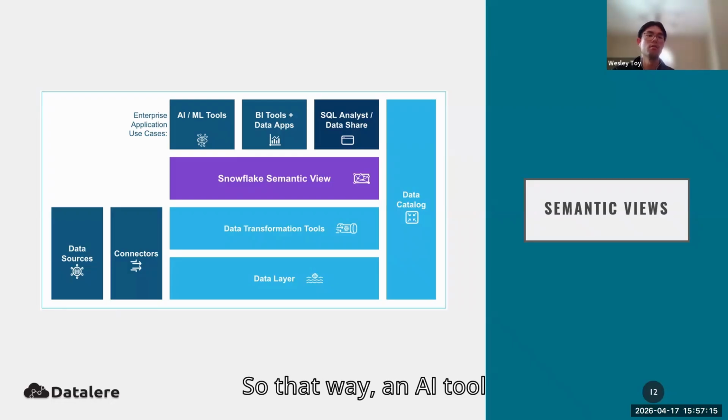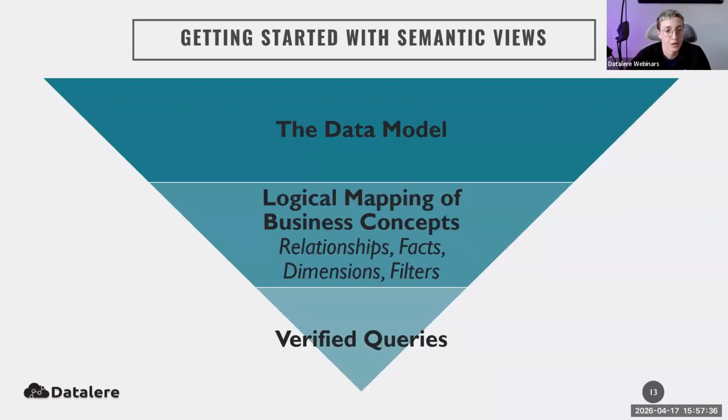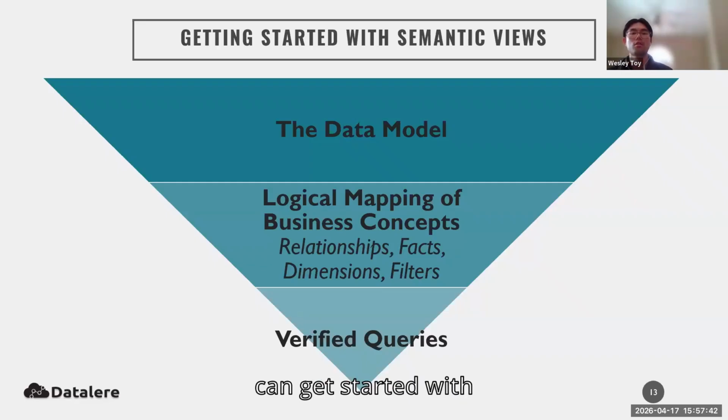So that way, an AI tool can use it. That way, it can be that authoritative definition for your BI tools, and then when it writes the text to SQL, it knows when I'm asking about a certain metric with a certain filter, where it should get that data from my gold layer. Right. And then this is just another view of how you can get started with semantic views.